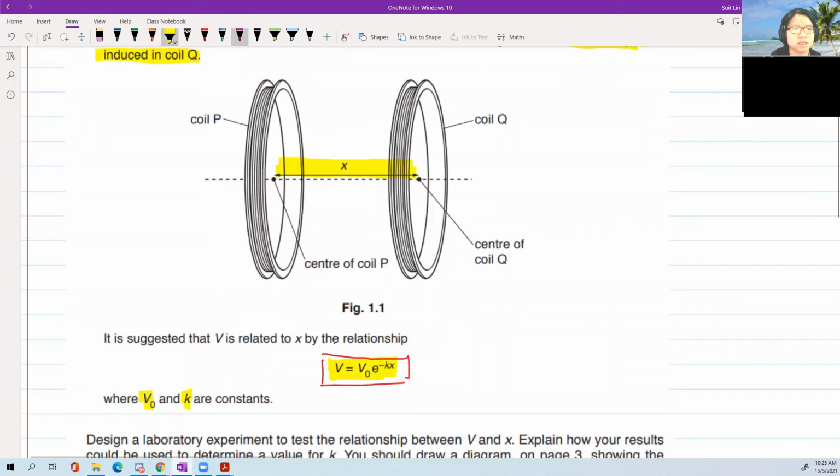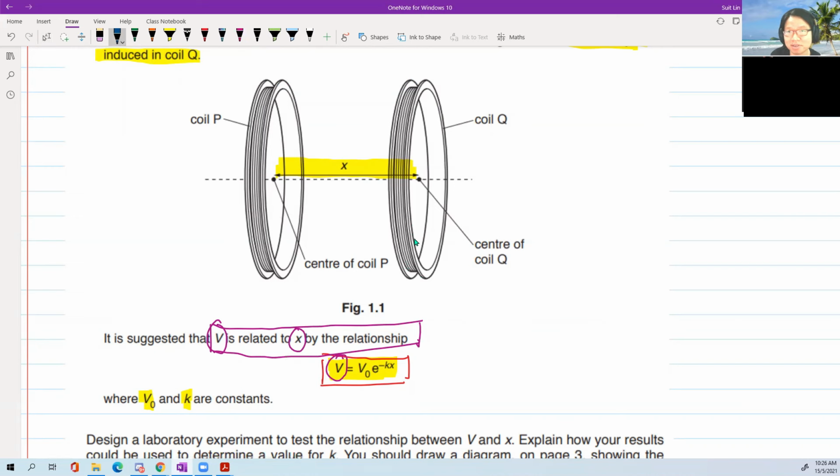So I'm going to now circle all the things. We definitely are going to measure the induced EMF, because you want to test the relationship between V and x. That means one of them is the dependent, one of them is the independent. Which one is easier for us to control? Do you think it's easier to control the distance between the coils or the EMF induced in the coil? Of course, it's easier for me to control the distance.